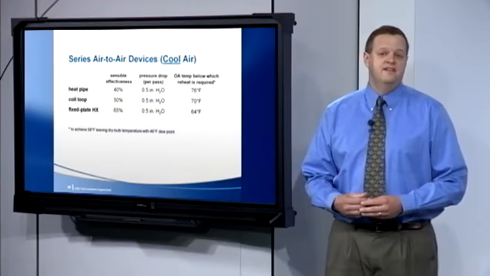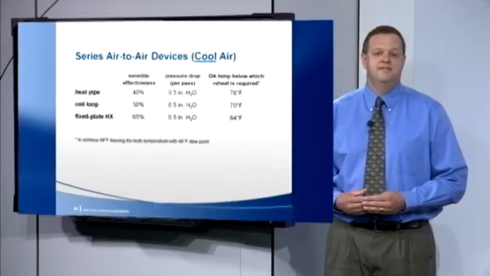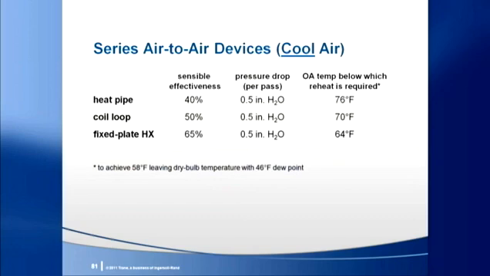While he showed a fixed plate heat exchanger in the example, Ronnie also mentioned that a coil loop or heat pipe could be used. This chart compares the heat recovery effectiveness of these 3 devices when each is selected for a ½ inch pressure drop per pass, or a total of 1 inch pressure drop in this series configuration. Each has a high enough effectiveness to reheat the 46-degree dew point air to 58 degrees at design conditions. But when the entering outdoor air is cooler, supplemental reheat will be needed at some point. How much depends on the device.